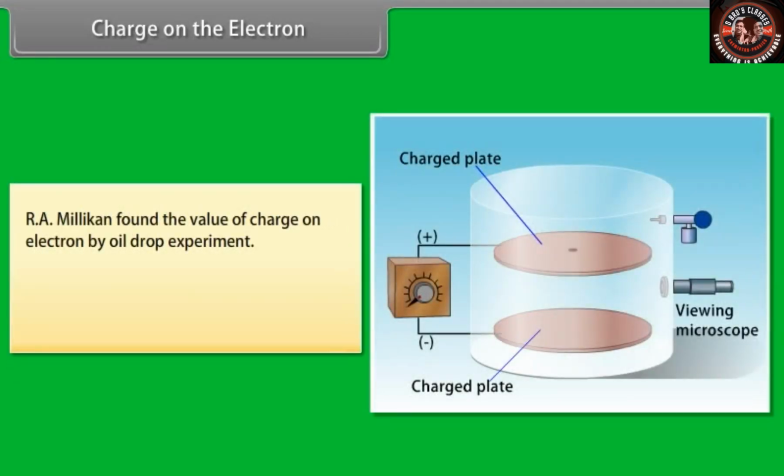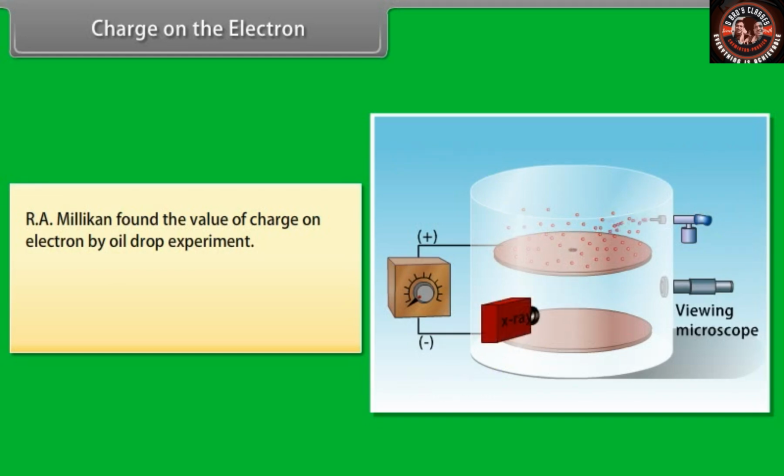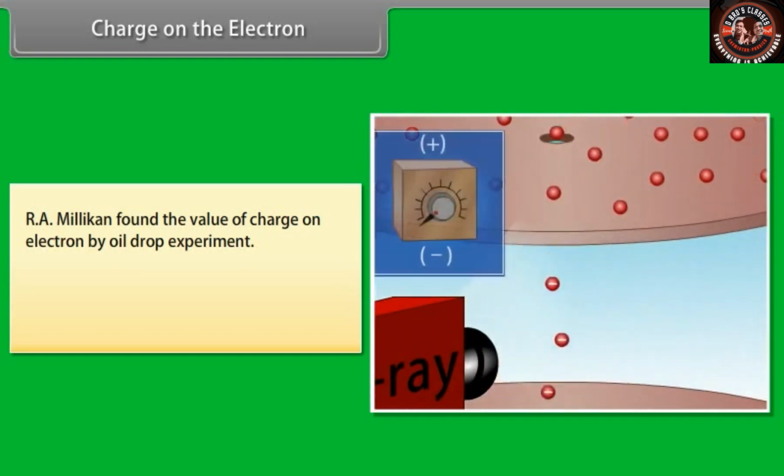Charge on the electron. R. A. Millikan found the value of charge on electron by oil drop experiment. The oil droplets enter the apparatus through a small hole and are allowed to fall in between two charged plates. The motion of the droplets is observed with a microscope. The space between charged plates is irradiated with X-rays.